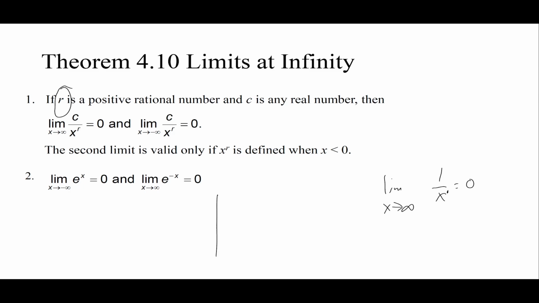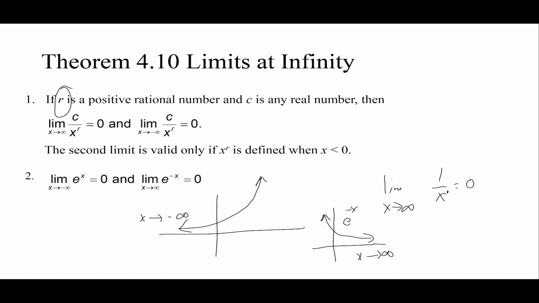So if you remember the graph of e to the power x, this is the graph of e to the power x. When x approaches negative infinity on this graph, you can see that the graph is approaching 0. And then similarly, this is the graph of e to the power negative x. When x approaches positive infinity, this graph is approaching the x-axis, which is y equal to 0. So these are the results you should keep in mind because they are very helpful.